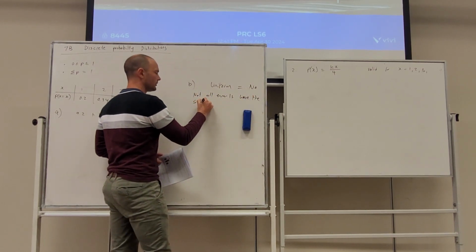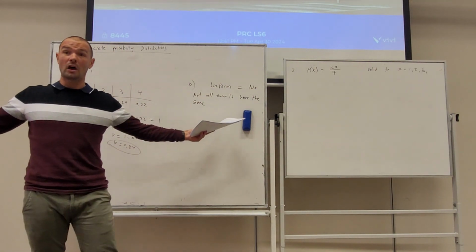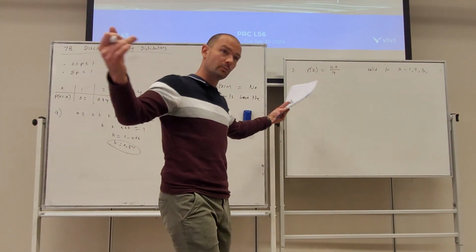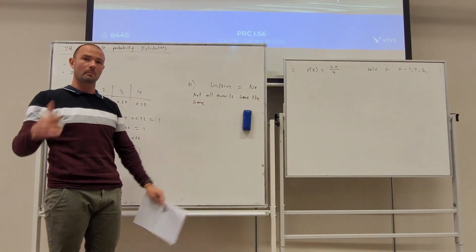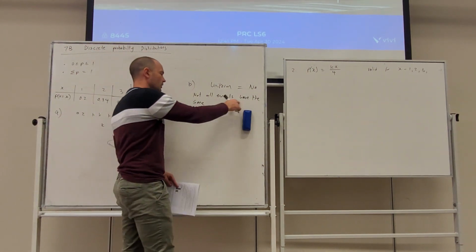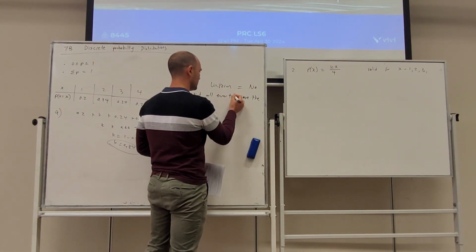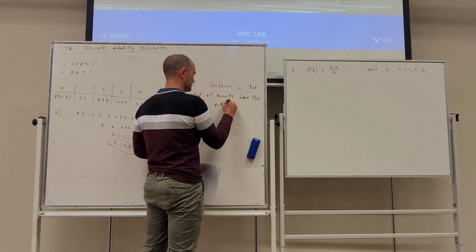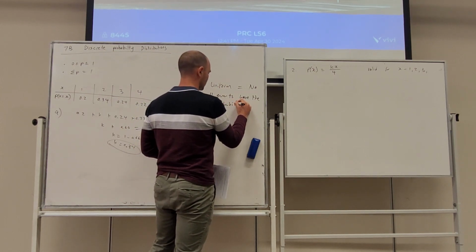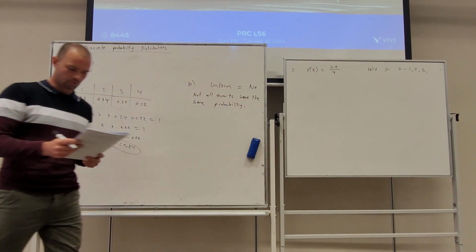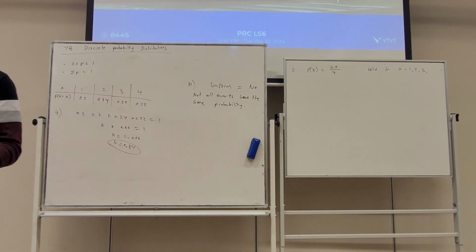An example of a uniform distribution would be rolling a dice, right? If it's a fair dice, you would expect each event to have a probability of 1 on 6 of occurring. So uniform is when all events have the same value of p.